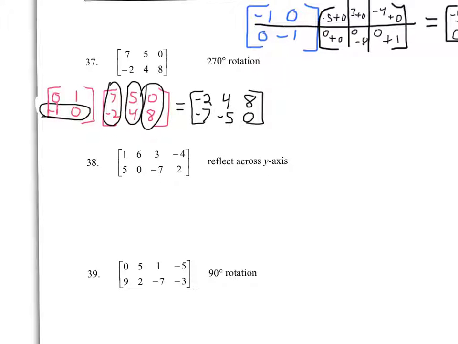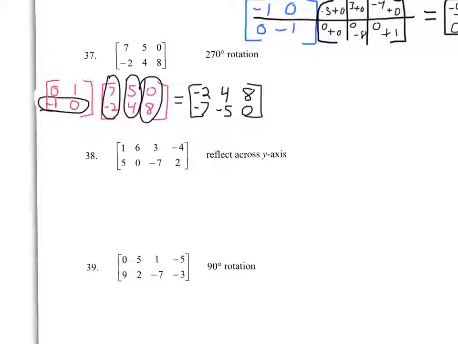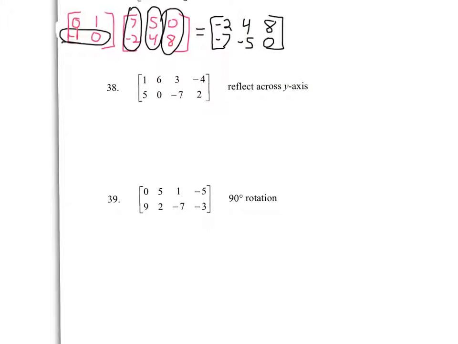Okay, number 38. We need to reflect this across the y-axis. You can see this one's no longer a triangle. It's some kind of quadrilateral because there are 4 columns in it. So let's grab the reflect across the y-axis matrix. Looks like it's negative 1, 0, 0, 1.